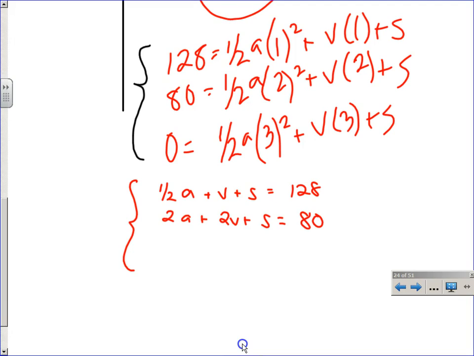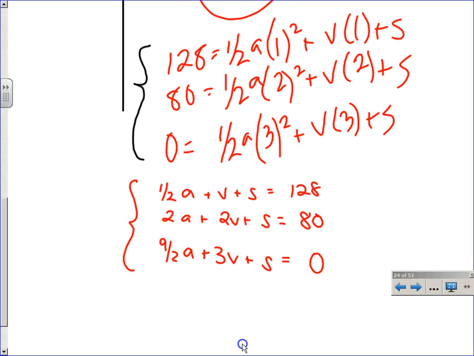And then I have 3 squared is 9. 9 halves a plus 3v plus s is equal to 0. So guys, it's like my x, y, z systems, just the variables changed. And I had to plug in some stuff to get my equations. Now, does anyone see anything that could make some of these equations a little bit easier?